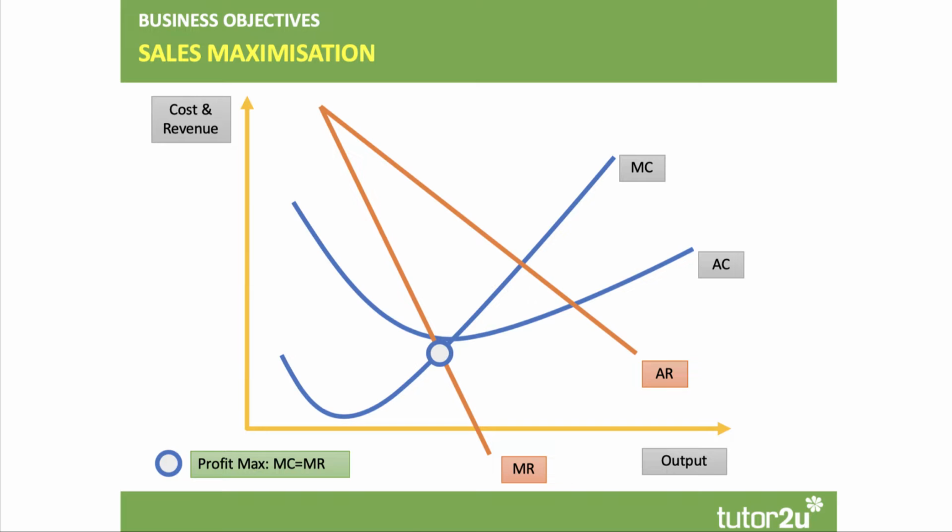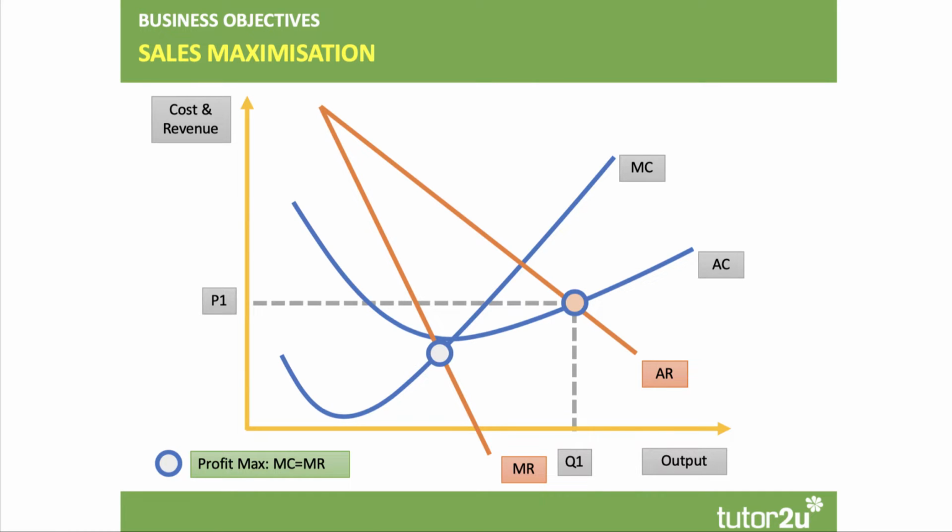Here's our starting diagram. The output where marginal cost and revenue intersect is the profit maximizing output for a business. Sales maximization is an alternative objective. It involves actually selling a bigger output at a lower price and making less profit. So sales maximization happens when the unit cost, the average cost, intersects with the demand curve, the average revenue. So it's where AR meets AC, shown by the orange circle here.